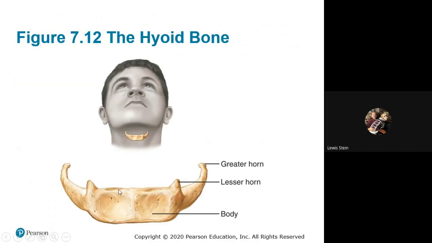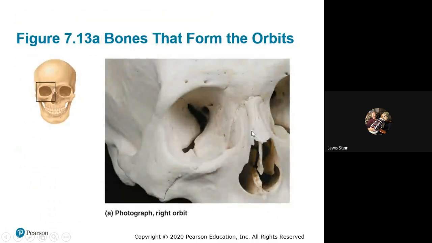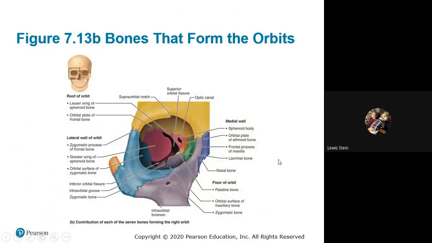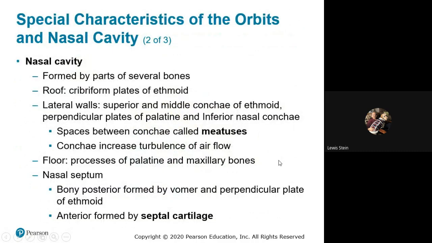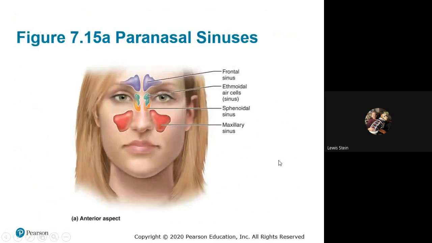And there it is. It's got greater horns and lesser horns. And then the orbits themselves, the 7 bones I mentioned, you need to know. Again, something goes through there, nothing through there. And then the openings for the nose and paranasal sinuses. Those are the paranasal ones.